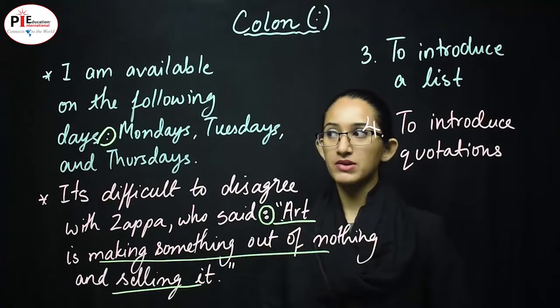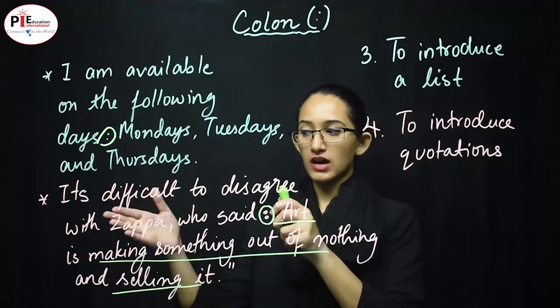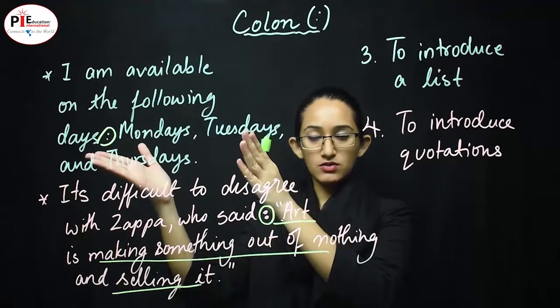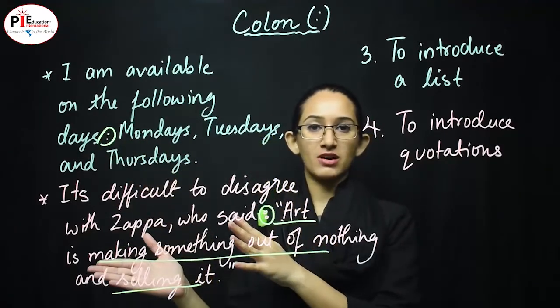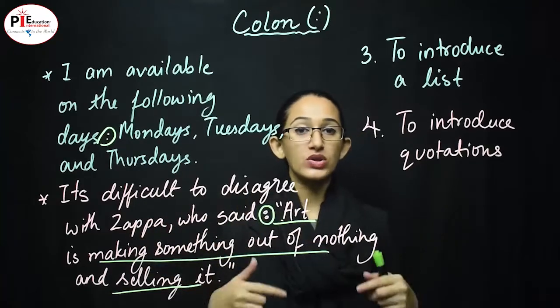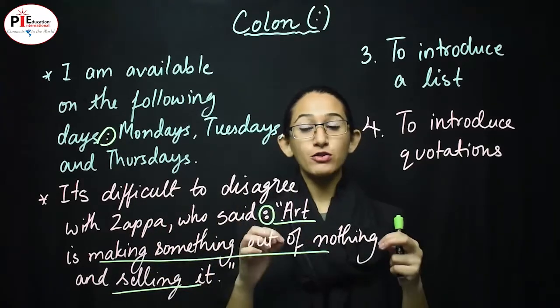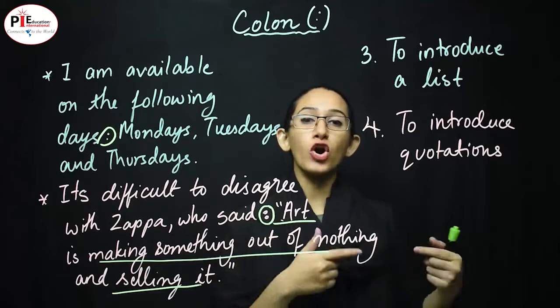So this is an example of how we use a colon to introduce a list of items and a quotation. Now that we know the ways we use colons, we have to be really careful where we do not use colons.